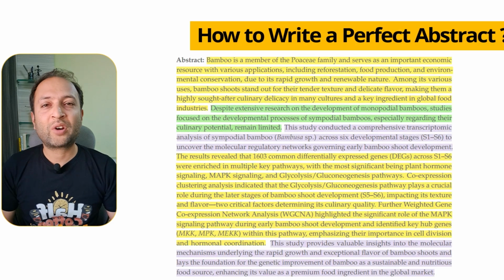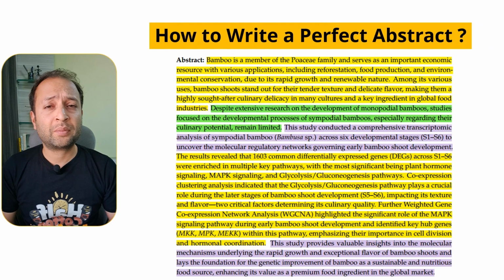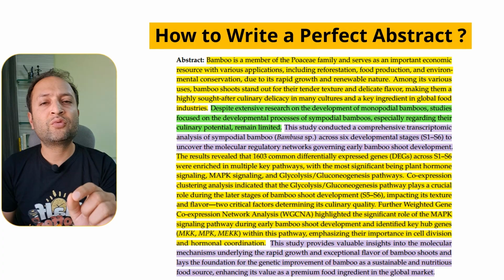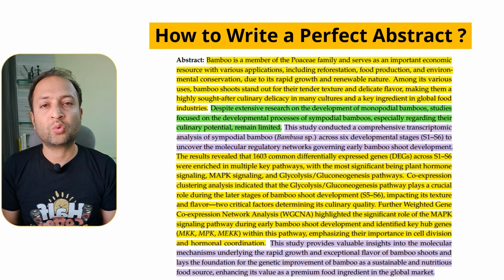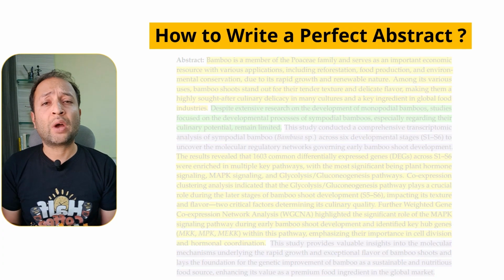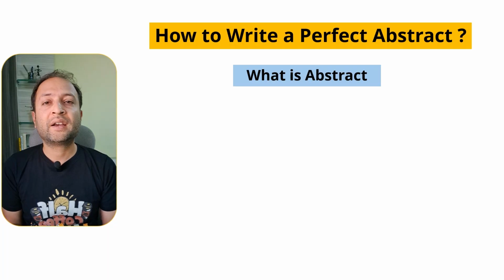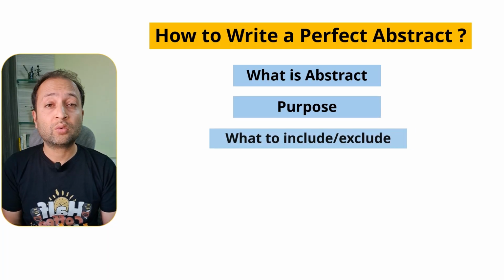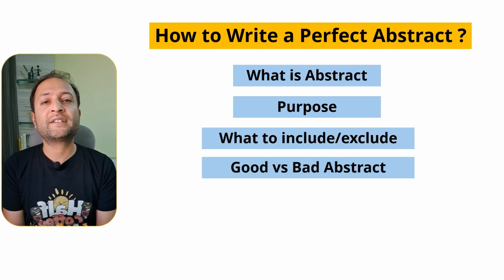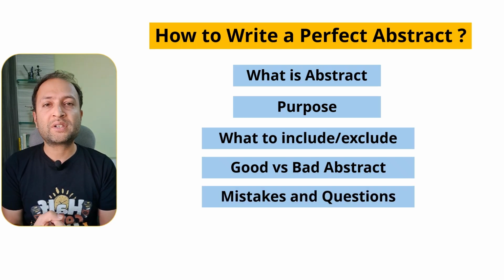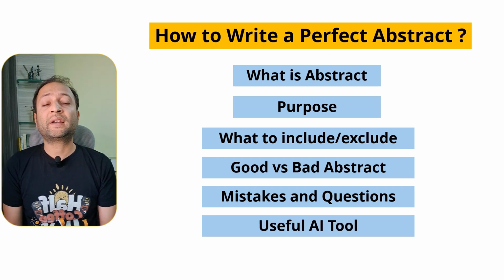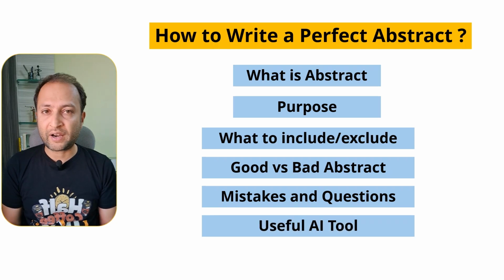If you are struggling to write a perfect abstract for your research paper, conference, or thesis, then this video is going to be super helpful for you. In this video, I am going to show exactly what an abstract is, its key purpose, what to include, what to avoid, and what differentiates a good abstract from a bad one. I have also covered some of the most common mistakes beginners make, your questions, and lastly, an AI tool that can help you write a better abstract.